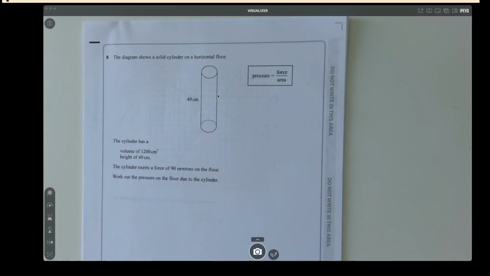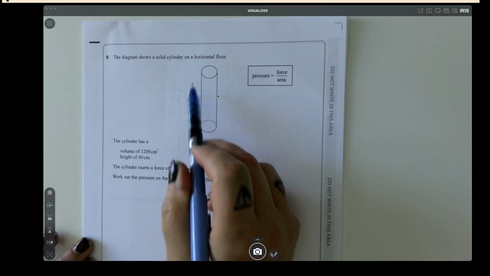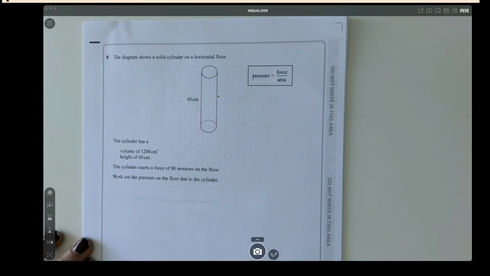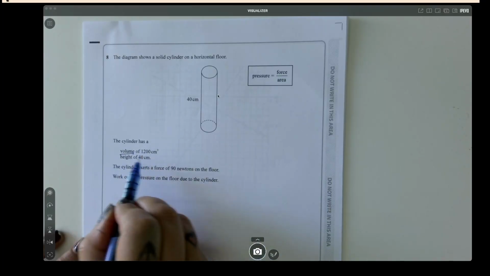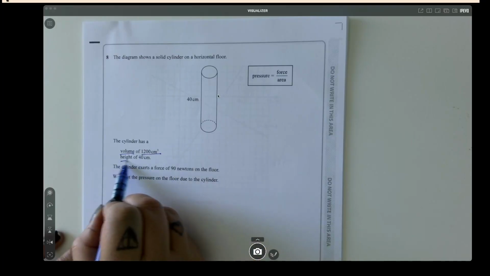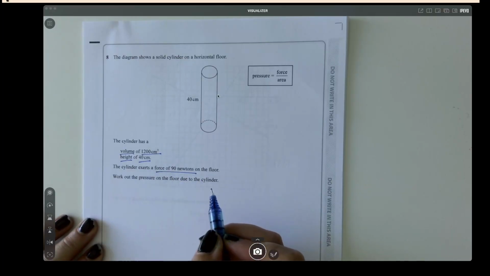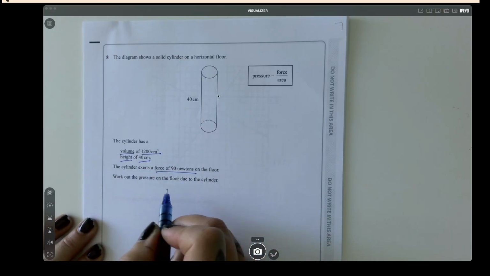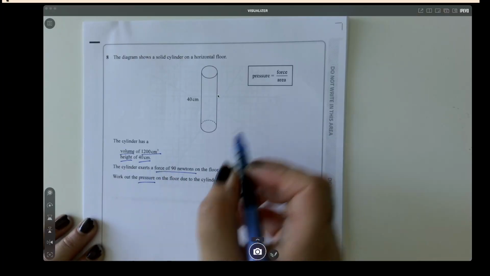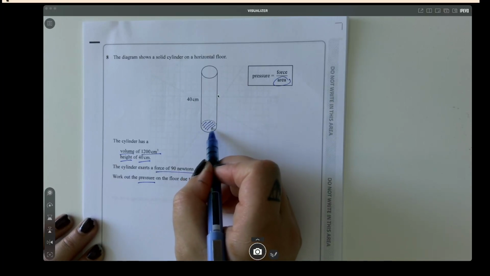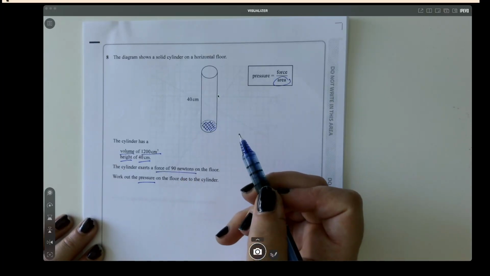Question 8. The diagram shows a solid cylinder on a horizontal floor. So this is the cylinder. It's got a height of 40 centimetres. We've been given the pressure equals force divided by area formula. So the cylinder has a volume of 1,200 centimetres cubed and a height of 40 centimetres. The cylinder exerts a force of 90 newtons on the floor. Work out the pressure on the floor due to the cylinder. So we're working out the pressure. We know the force, so what we're missing is the area. So we need to find the area of this face here, this circular face that is on the floor.